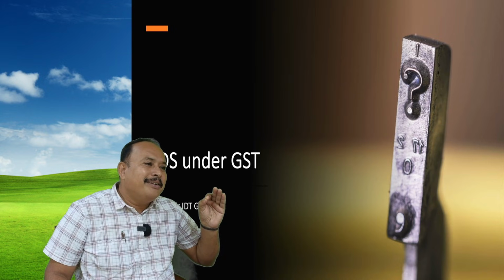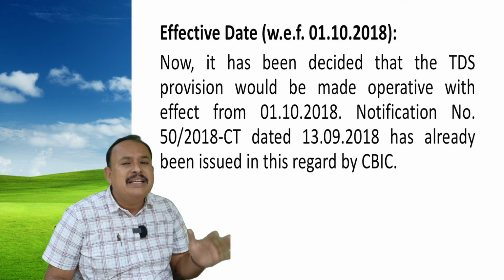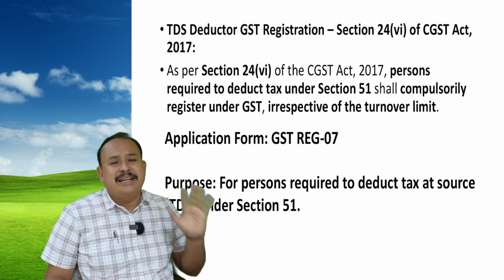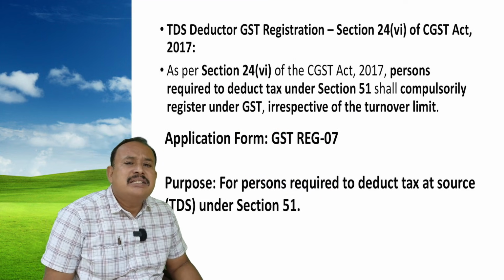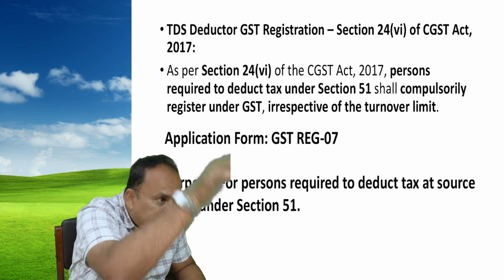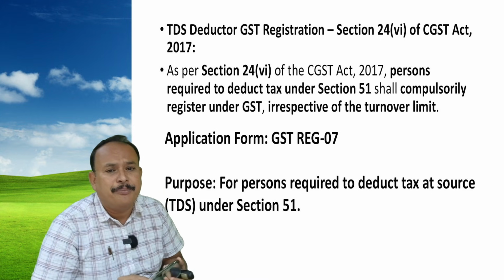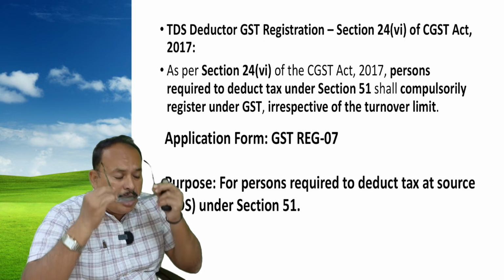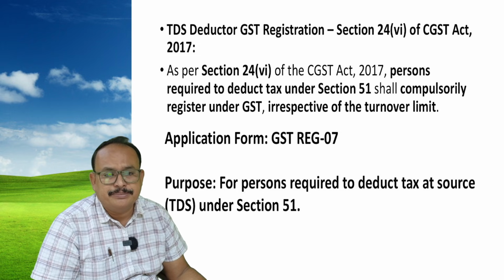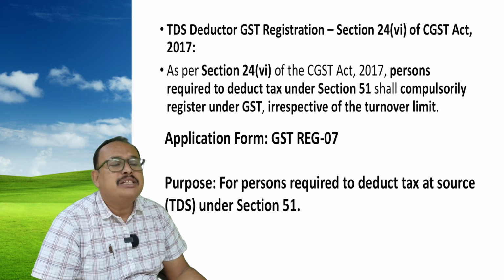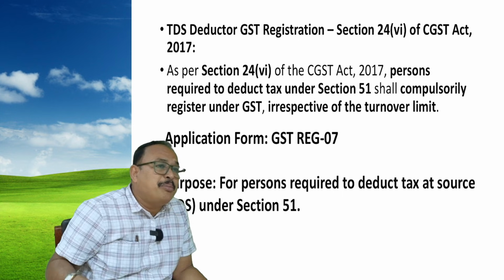Now the marathon with regard to TDS, tax deducted at source. Section 51 of the CGST Act talks about TDS. My dear sir, in the given case, registration is mandatory for TDS deductors. Section 24, clause 6 of the CGST Act mandates registration for them. Thereafter, they have to apply for registration in form GST REG 07. Get my point, sir? And they should deduct wherever required. Otherwise, they are punishable with a penalty.